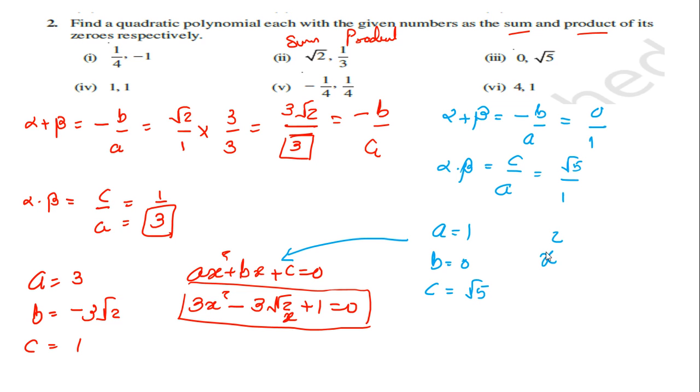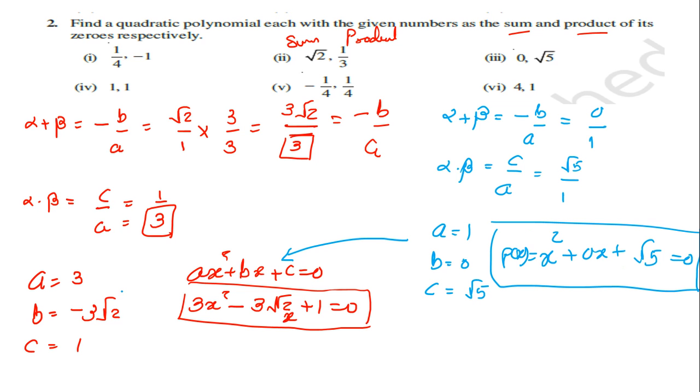Otherwise you can write 0x, but if you don't write this term, then also it's okay. Plus c, but c is equal to root 5, so directly root 5 is equal to 0, and this is nothing but your p of x. So this is your answer, and here, one minute, p of x you have to write. P of x is equal to these things, because here you have to write a polynomial. See, it is written, find a quadratic polynomial, so p of x you have to write compulsory. So x square plus 0x plus root 5 you can write, otherwise x square plus directly root 5 you can also write. Both are the same, okay, is equal to 0.